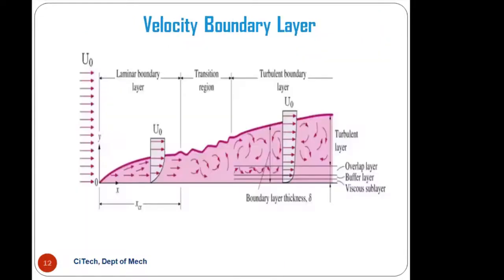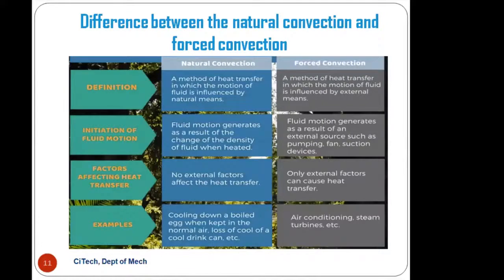So this is natural convection and forced convection. What is the difference between natural convection and forced convection? Where does the heat transfer occur more, in natural convection or forced convection? And why is heat transfer more in forced convection and less in natural convection? In today's class we discussed that.